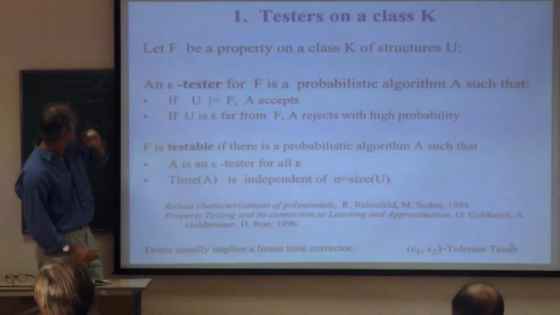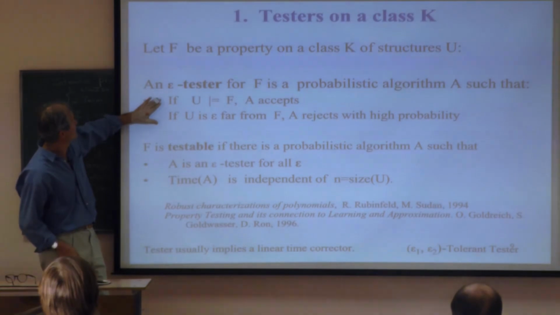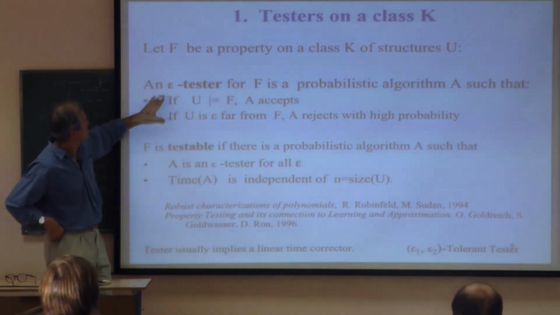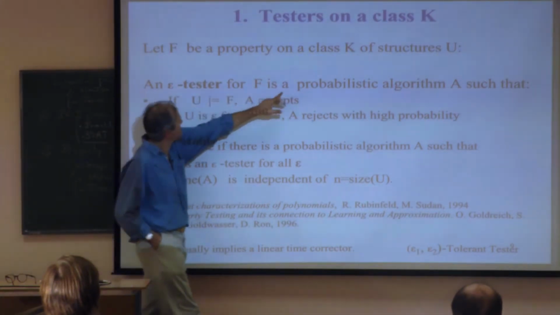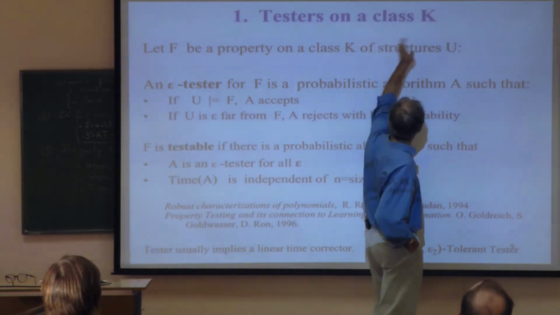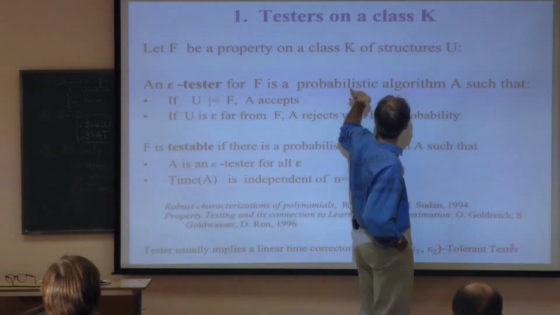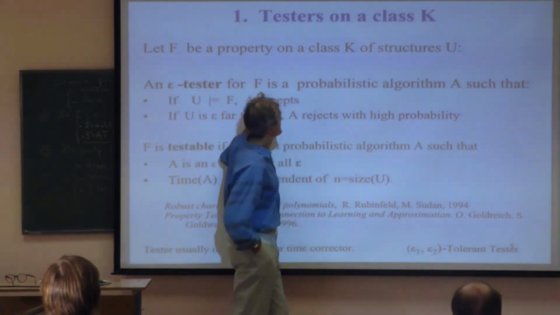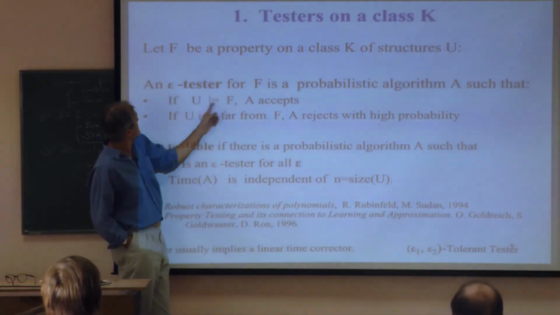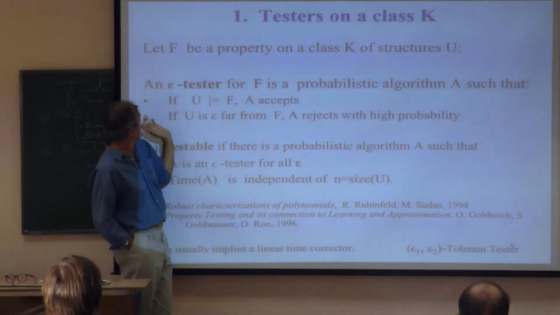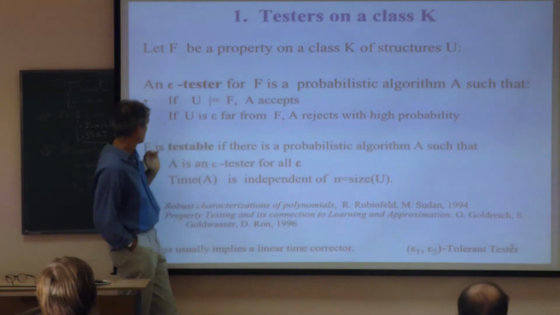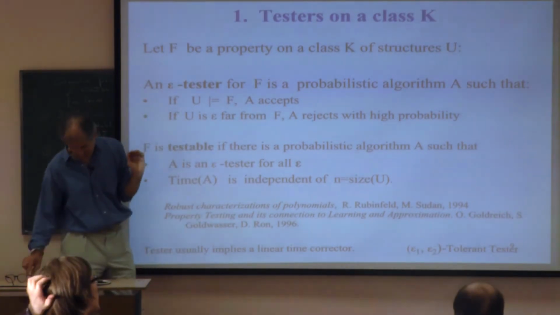All right. So this is the definition of a tester, an epsilon tester. Here the notation is a bit different because it's adapted to a general structure. Think of this as a word, but think of a finite structure of a class K. That's how you would define it. If the property is satisfied, you want to accept all the time. And if it's epsilon far from F, you want to reject with high probability.